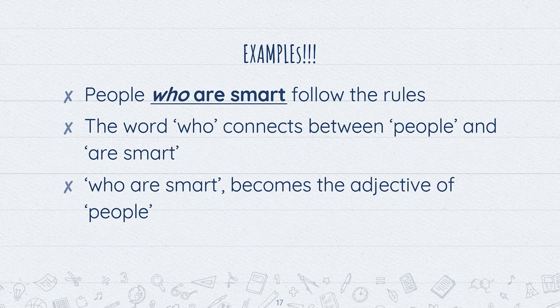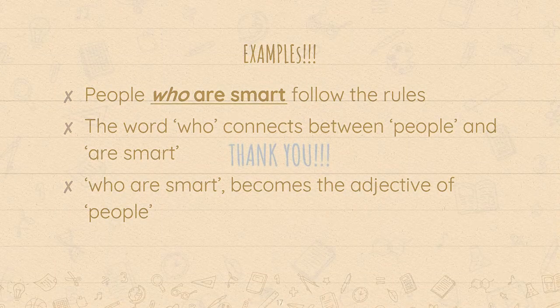And for the next example, "People who are smart follow the rules." The word "who" here is used to connect between "people" and "are smart". And the clause "who are smart" becomes the adjective of the people. So the clause "who are smart" is explaining about the subject of the sentence, which is people.